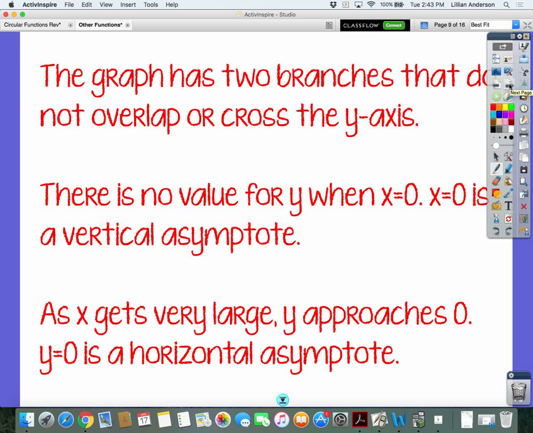Of course, they'll have two branches that will get really close to the y-axis but never cross or touch. They do not overlap each other. They have a vertical asymptote, x equals 0. And they also have a horizontal asymptote, y equals 0. Now, do you realize that, yes, they can change. It won't always be x equals 0 or y equals 0. We're talking about your more basic ones, like the ones we just graphed. Different things can cause your vertical or your horizontal asymptote to change.